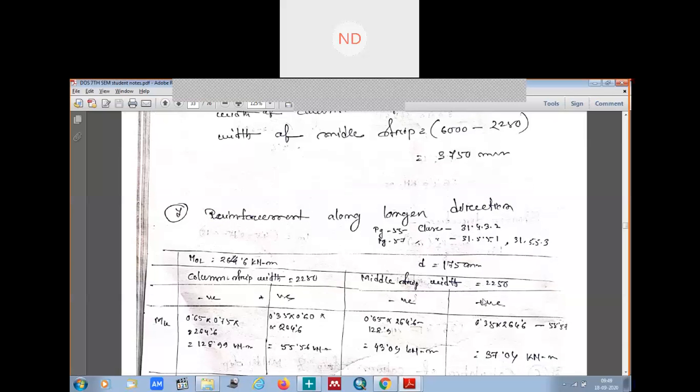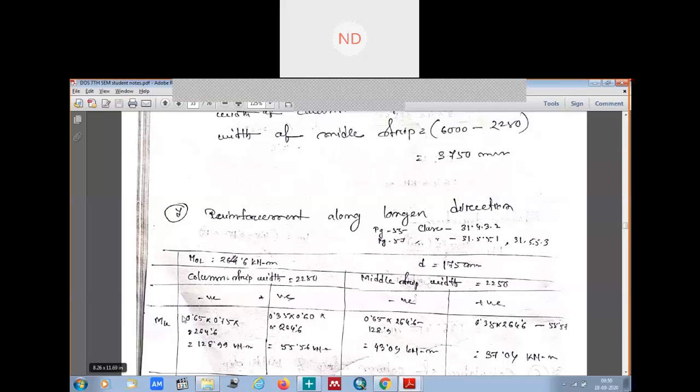Okay, so now we have to calculate for the column strip the reinforcement for negative moment and positive moment, and for the middle strip, negative moment and positive moment. You have to calculate the amount of reinforcement required. So what is our design ultimate moment here for the column strip? We have 0.65 into 264.6, this was our moment along the longer direction which we had calculated in our third or fourth step.